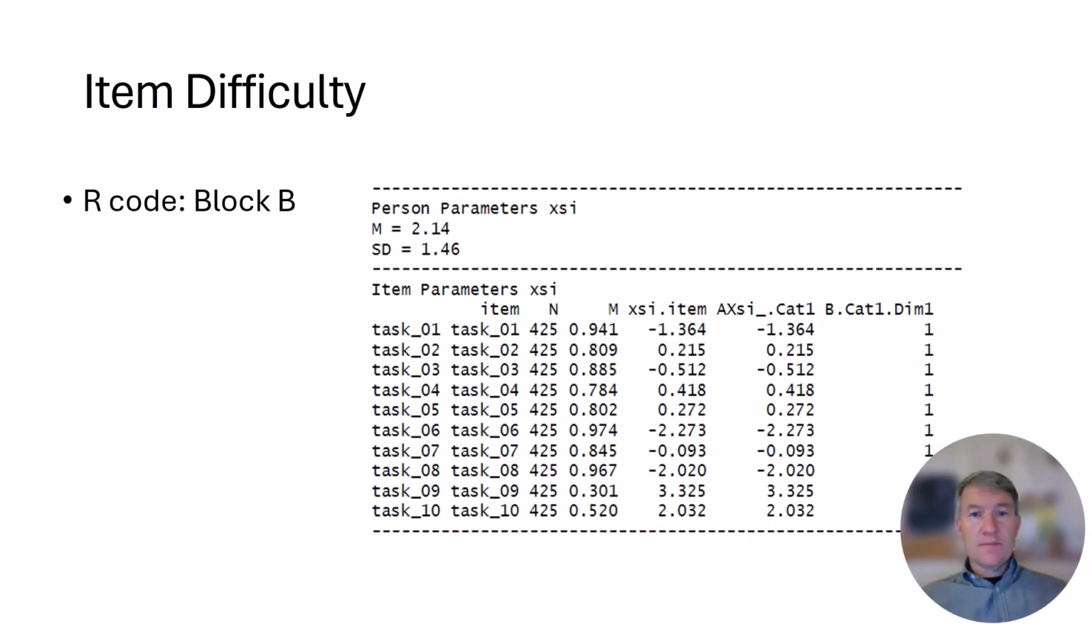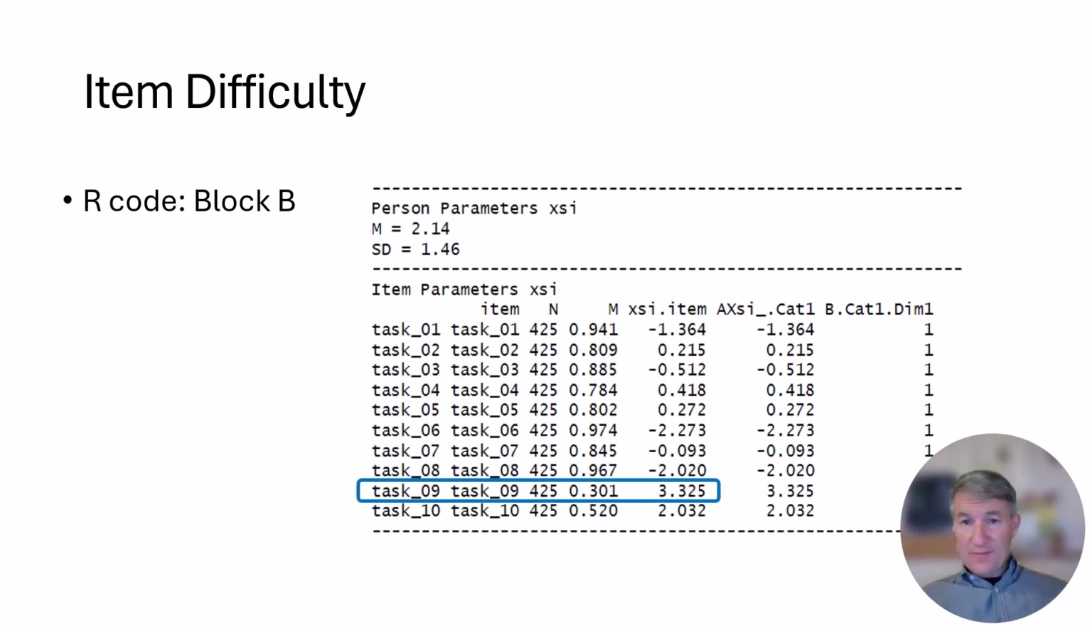Let's look first at the estimated item difficulties. And to do so, we need to run our code block B, which runs the Rasch analyses. And the output that you'll see in your console window once you've run block B is a table of item difficulties, and those are in logits, and they're found in the column xsi.item.